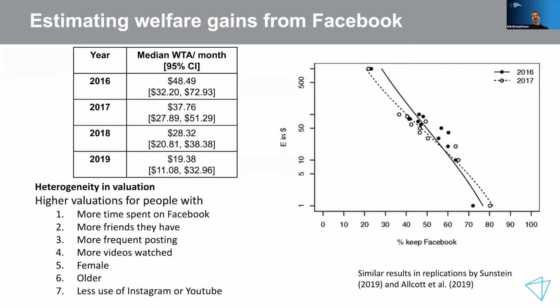We can also get a sense of the heterogeneity in the valuations. Not surprisingly, people who spend more time on Facebook tend to have higher values, and people with more friends or who post more frequently or watch more videos, all those metrics. Women on average tend to have higher values than men. Older people have higher values.